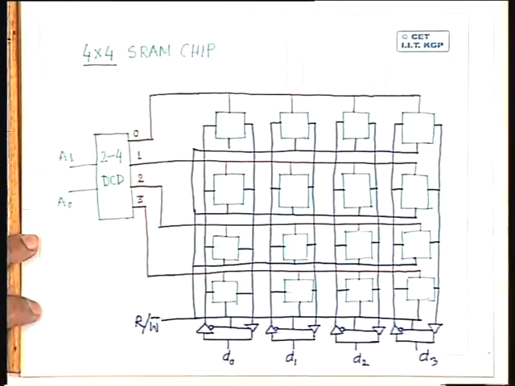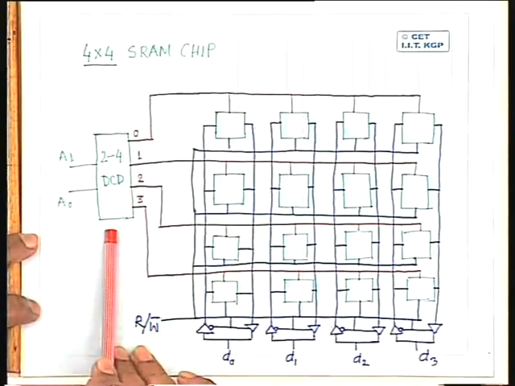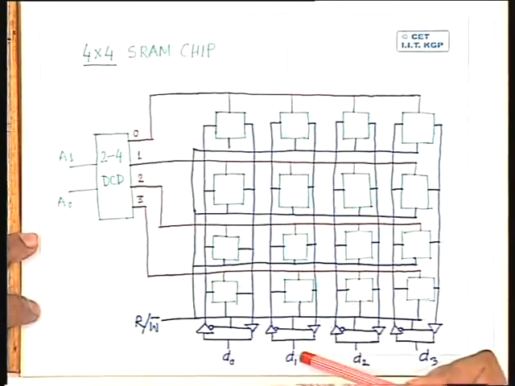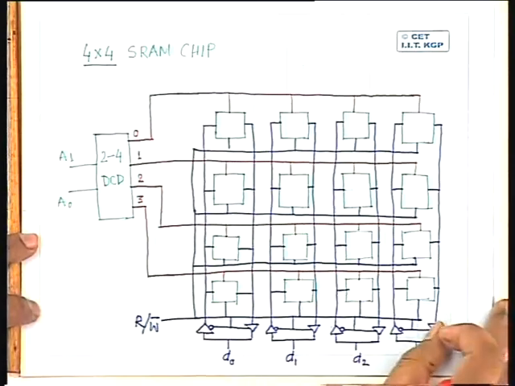This architecture, a two-dimensional array of RAM cells, appears to be okay logically, but practically there is some implementation problem. The problem is like this: if we have only one decoder like this, which selects one of the rows, all the cells in a particular row, then consider a situation.